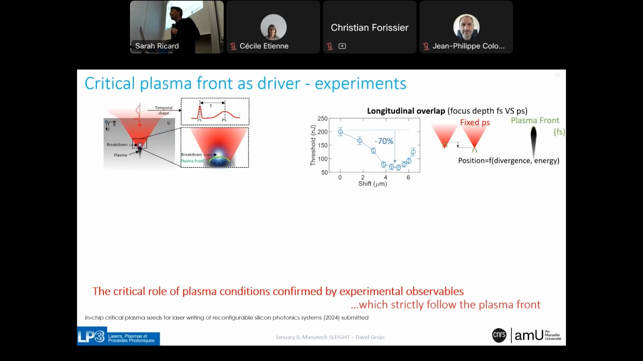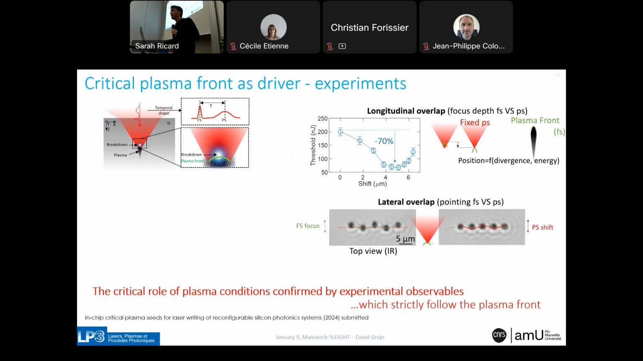So to definitely conclude that this is a plasma front that gives a driving role in these experiments, we realize that this plasma that we create, I mean, this is a geometrical focus, is mostly in the prefocal region. So if we send the picosecond writing beam a little bit on front in space, we should have a better process. So that's what we did, changing the divergence of one beam compared to the other. We moved the picosecond beam so that it focuses more efficiently on this front. And we observed a decrease of the threshold for modification by 70%, which was consistent with this idea.